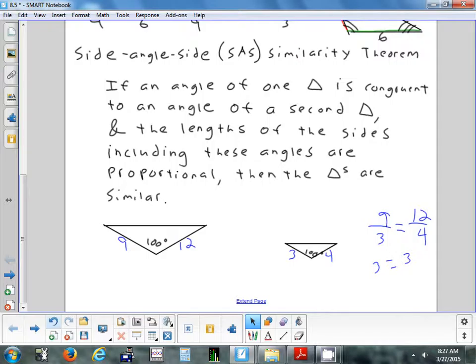Okay, so now you've got 3 ways to prove triangles similar. Angle, angle similarity, side, side, side similarity, side, angle, side similarity. All right, and I think that's pretty much all the main ways that we'll have, those 3.